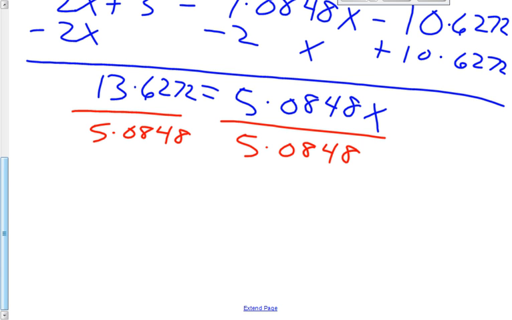13.6272 divided by 5.0848, and I get my answer as being x equaling 2.6800.